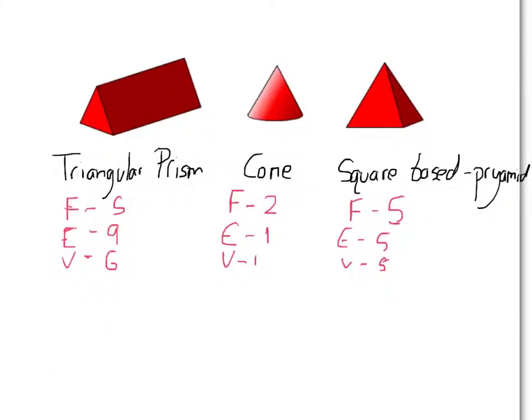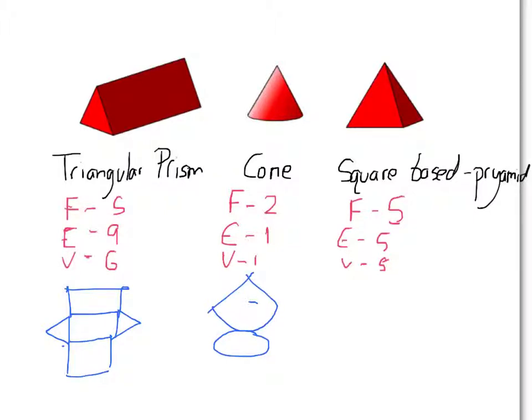And the nets for these, well, the net of a triangular prism, these 3 shapes around the middle are all rectangles. So you've got 3 rectangles connected, and then at the ends, we have 2 triangles. On a cone, we have a circle, and then we have a shape connecting to that circle to form the curved bit around the cone. And finally, a square-based pyramid, where you have a square in the middle with 4 exactly the same size triangles which fold up to connect together to make the square-based pyramid.